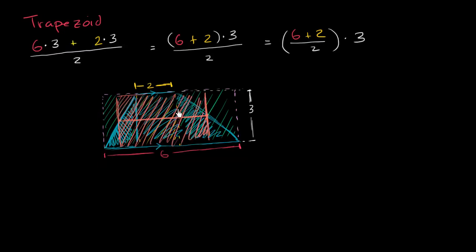Now let's actually just calculate it. So we can do any of these. 6 times 3 is 18. This is 18 plus 6 over 2. That is 24 over 2, or 12. You could also do it this way: 6 plus 2 is 8, times 3 is 24, divided by 2 is 12. Or 6 plus 2 divided by 2 is 4, times 3 is 12. Either way, the area of this trapezoid is 12 square units.